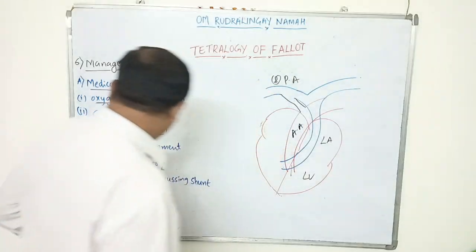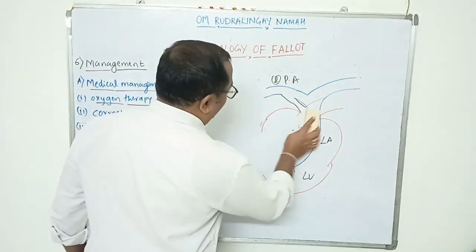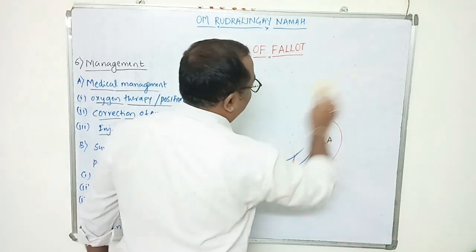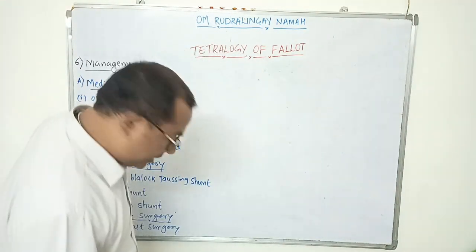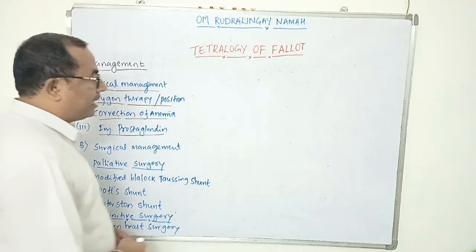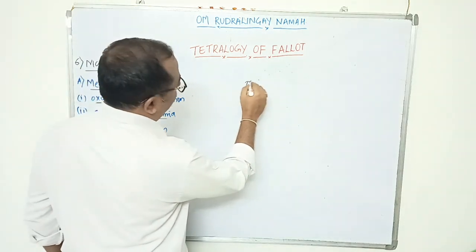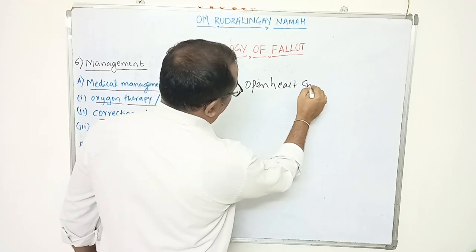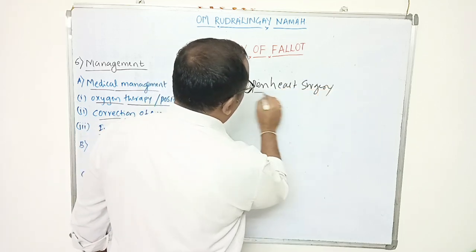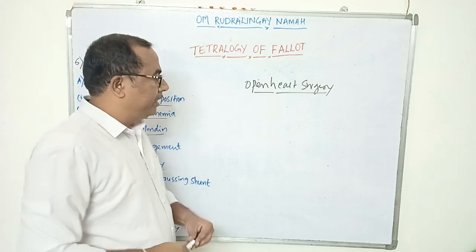Okay, so these are the surgeries that are done to reduce the cyanosis in a child. Now let us discuss the definitive surgery, that is open heart surgery. What is the definitive surgery? It is open heart surgery. So in open heart surgery, what will they do here?